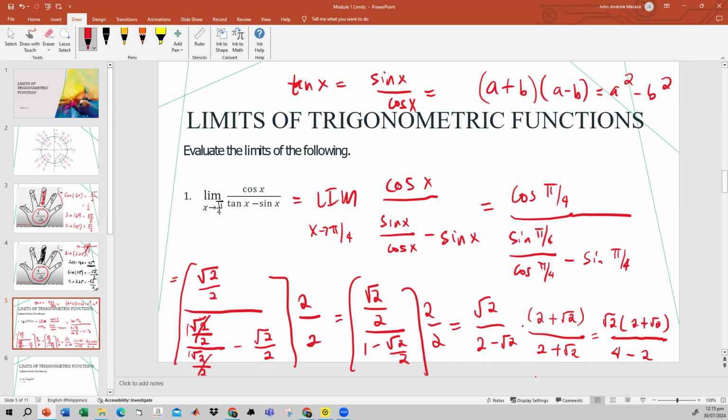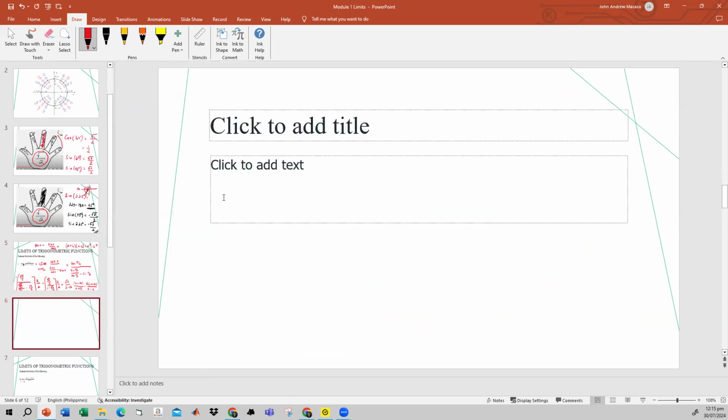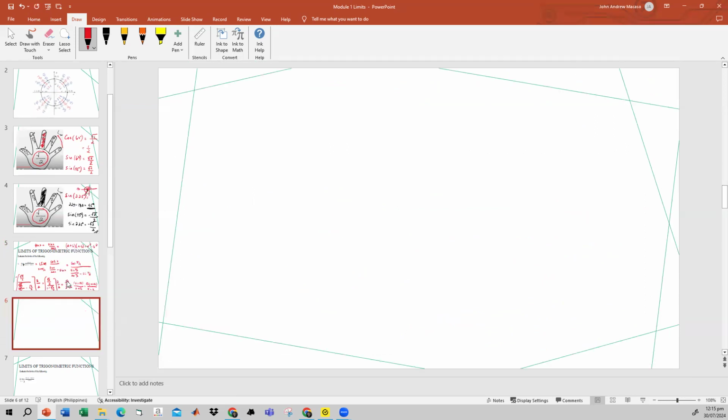Then you just need to simplify this. So you just need to simplify this since we have now the answer, which is square root of 2 times 2 plus square root of 2 over 4 minus 2.